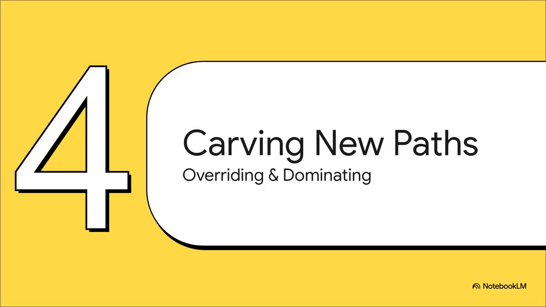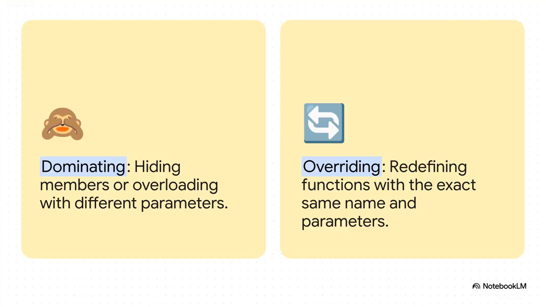Moving right along to section 4, carving new paths, dominating and overriding. So we've seen how a derived class builds upon a base class. But children aren't always just exact clones of their parents, are they? Sometimes they develop their own behaviors, or they rebel entirely. In C++, derived classes do this through dominating and overriding base class members. Now, these are two distinct concepts that get confused all the time.